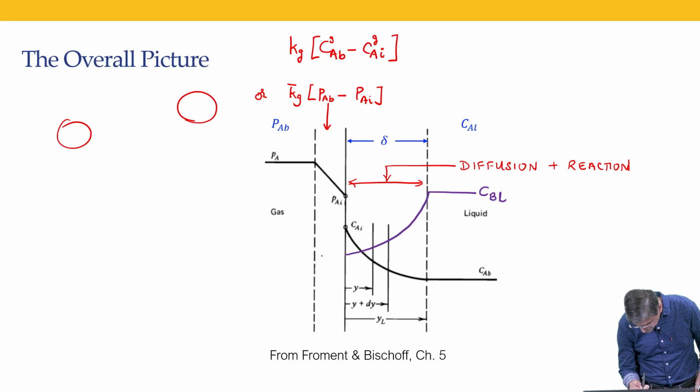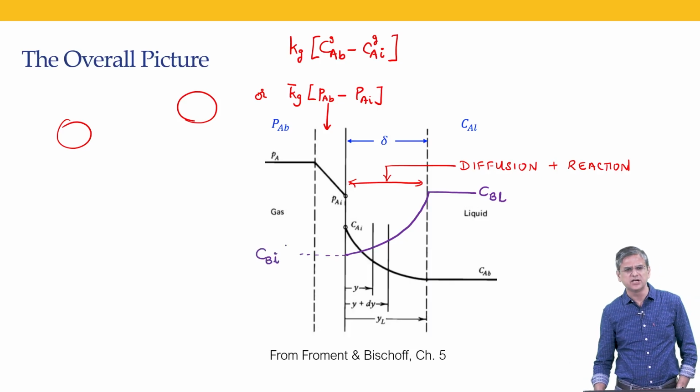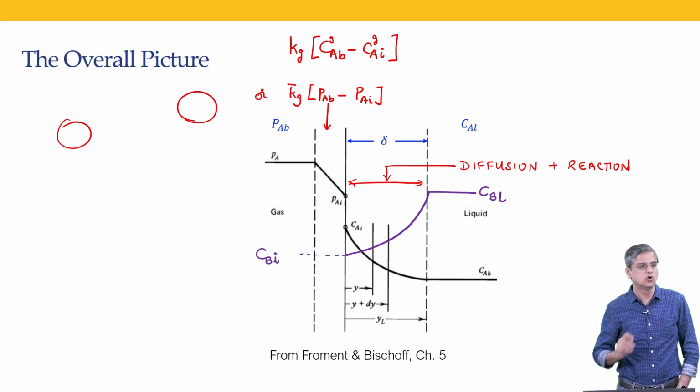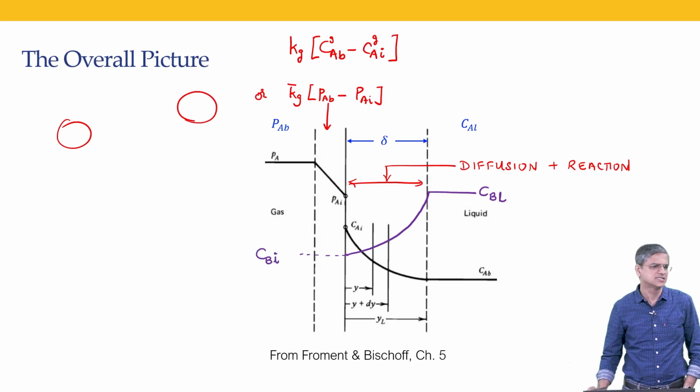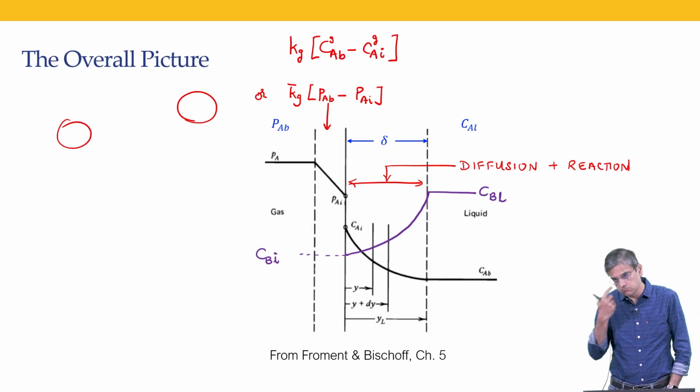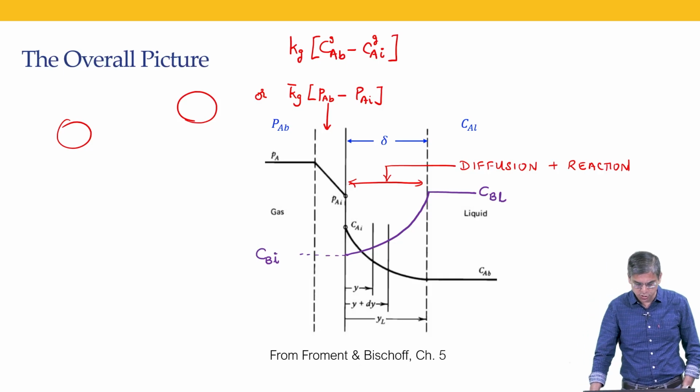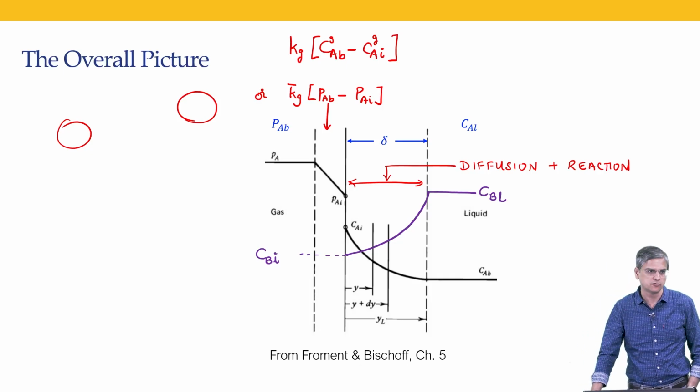Okay, and this particular value would be CBI, and we will assume that not enough B goes into the gas phase. Okay, that's just an assumption. That's usually, when it comes to non-volatile systems, that's usually what happens.